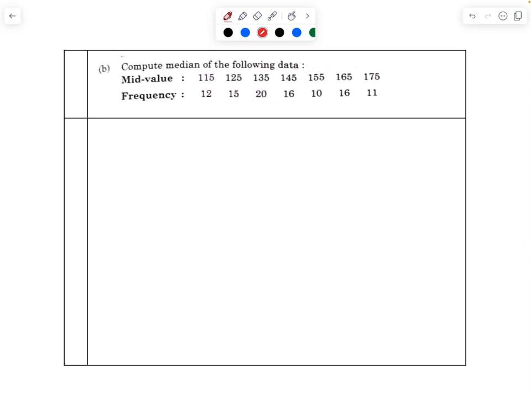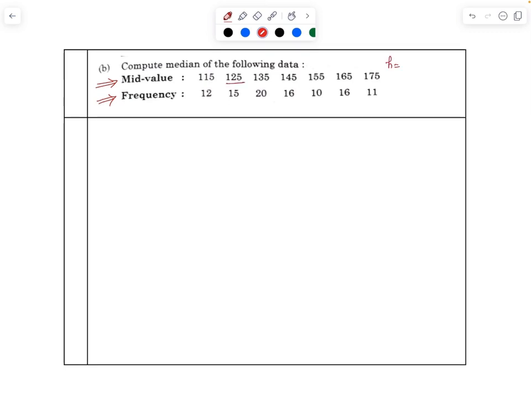Part B says compute the median of the following data. Here mid values are given, the class intervals are not given, and their respective frequencies are given. So with the mid value, we have to find out the class intervals. H is 125 minus 115, which is 10. For 115, we have to get the lower limit and the upper limit, which is 115 minus 10 by 2 and 115 plus 10 by 2. 115 minus 5 is 110, and the upper limit is 115 plus 5, which is 120. The class interval is 110 to 120.